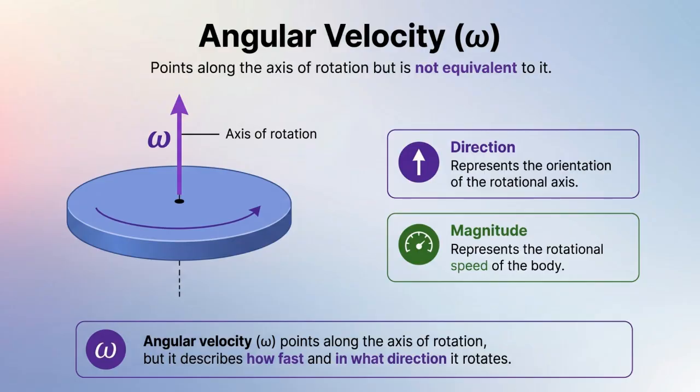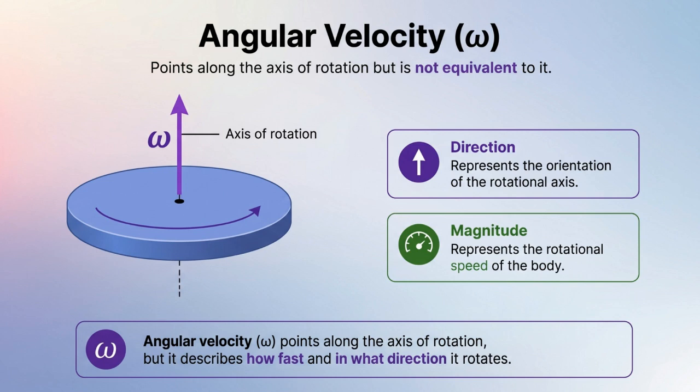Angular velocity is often represented by the Greek letter omega. It points along the axis of rotation, but it is not equivalent to it. Its direction represents the orientation of the rotational axis, while its magnitude represents the rotational speed of the body.